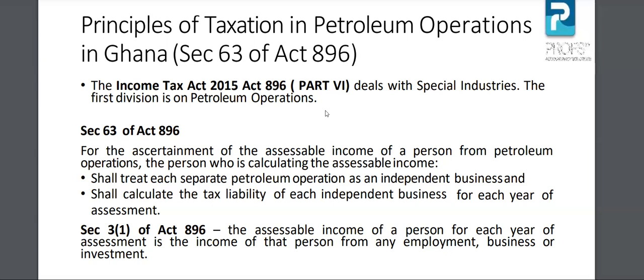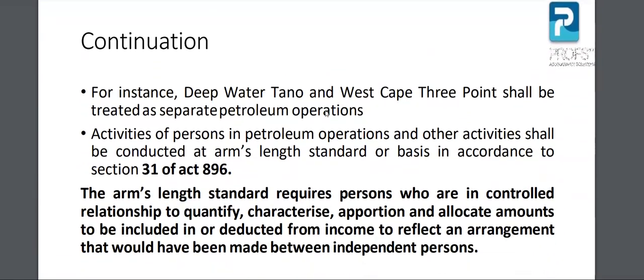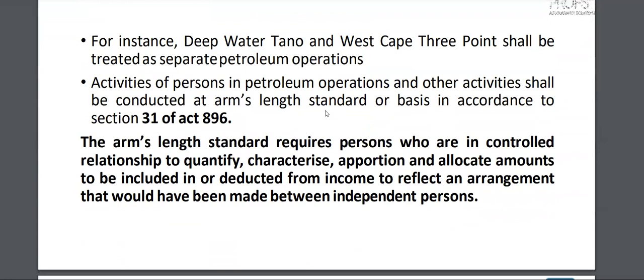So we normally demarcate it as prior to the approval of the development plan and after the approval of the development plan. Now, because one operator or two operators can be operating under several licenses, you realize that at a point there will be different separate petroleum operations per their proportionate sharing interest. So, for instance, Deepwater Tunnel and West Cape 3 Point shall be treated as separate petroleum operations. Indeed, they are different oil fields, but they will be treated separately.